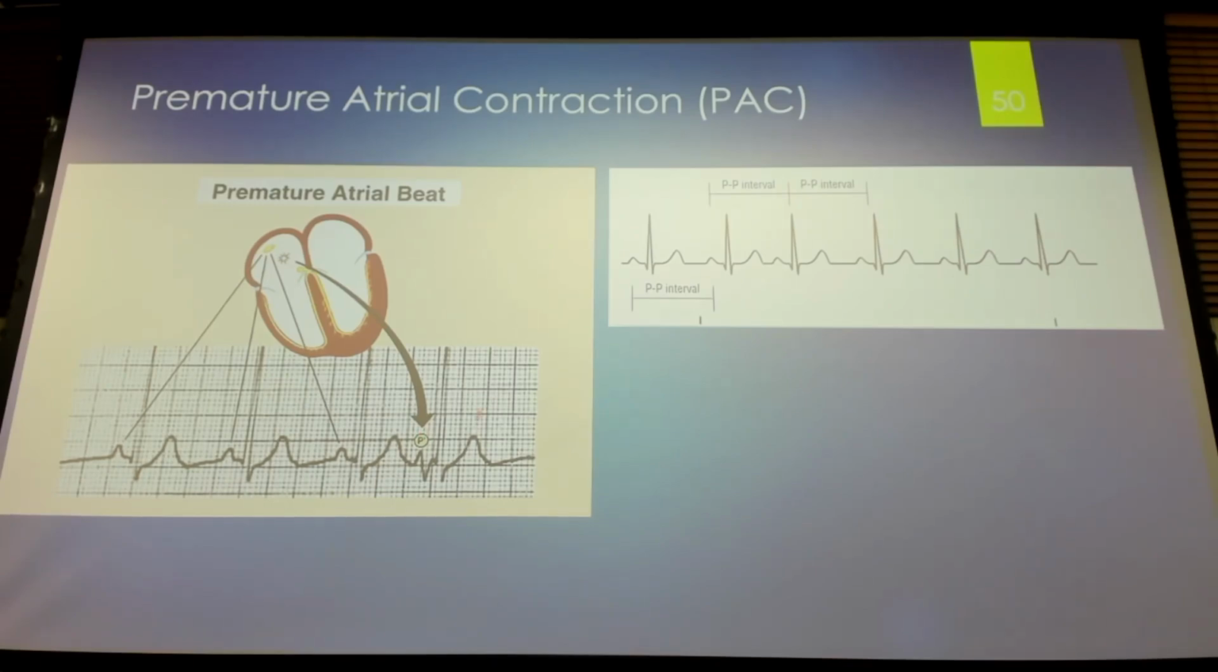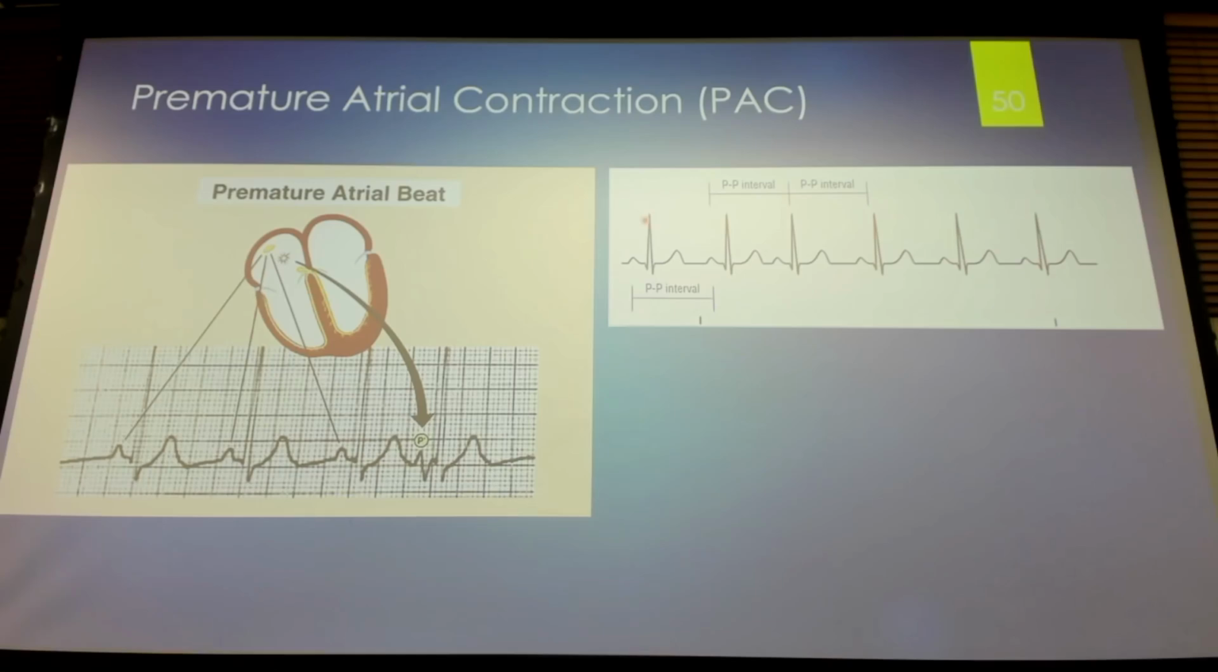and then the SA node takes back firing again. So you're going to tell that it's premature, occurring earlier than expected, and the P wave is going to look different than the other P waves that are coming from the SA node. Okay, so here we have a PQRST, let's pan out, but look at this one.